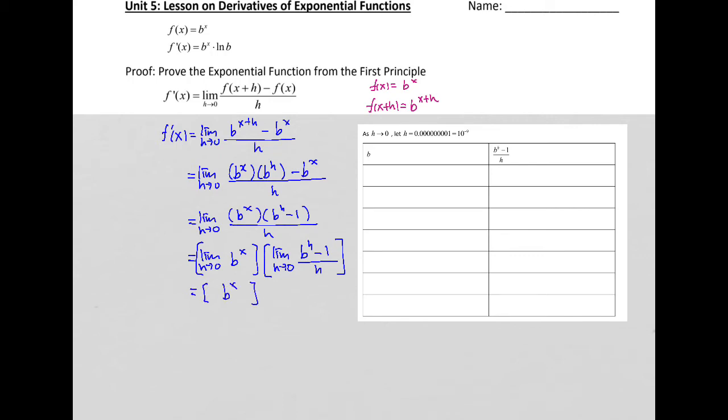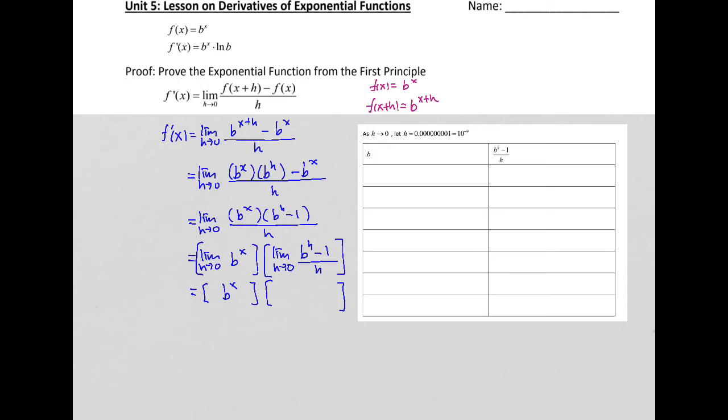The second square bracket, this is what we are not sure of. So we are going to use the table on the right to try to figure out what's inside that square bracket. As we know, h approaching 0 means h is going to be a very small number. So I'm going to say h is 10 to the power negative 9, and I'm going to write this fraction here. Then I'll find out what the value is at different b values, the different bases.